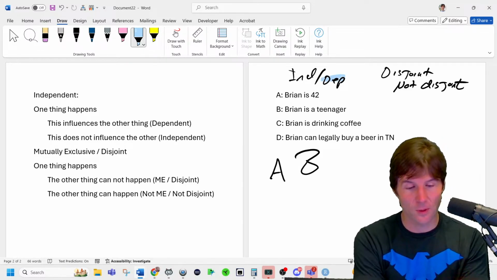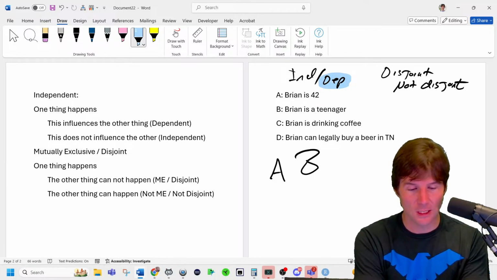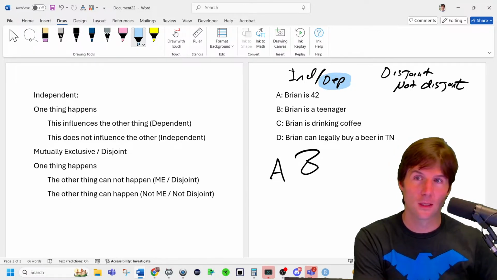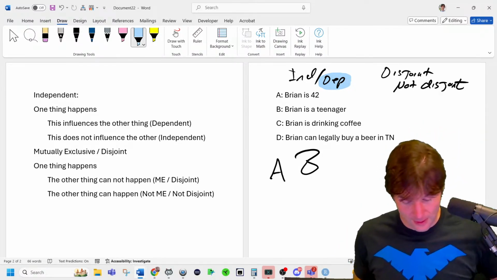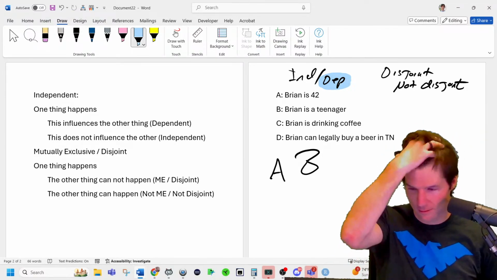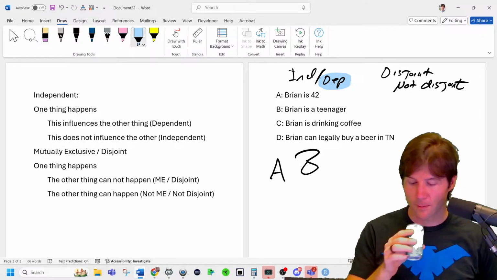Exactly. And Preston said the probability goes to 0 because you can't be 42 and a teenager. That's what they tell me. I say I'm a teenager. I'm wearing a Nightwing shirt. That's what they tell me. I can't be a teenager. Teenagers are scared of me.